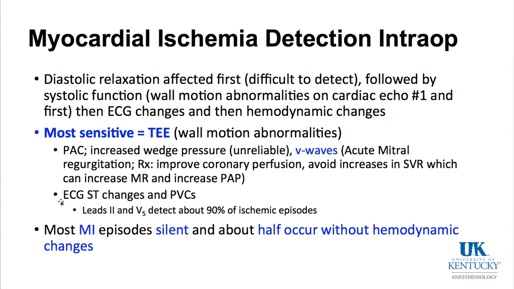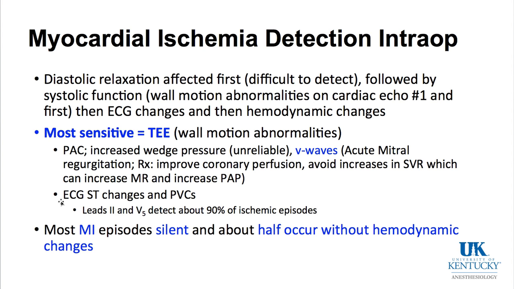and V waves due to acute mitral regurgitation can be treated by obviously trying to improve myocardial perfusion or blood flow down the coronaries, but also avoiding increases in systemic vascular resistance, which can raise the pressure in the left ventricle during systole, which then can increase the amount of blood that goes backwards through the mitral valve if it's regurgitant, and increase pulmonary artery pressure even more. So the treatment of acute mitral regurgitation from myocardial ischemia: better coronary perfusion, keep the SVR down, and that MR, mitral regurgitation, can be detected by V waves and by the TEE color flow Doppler, for example.